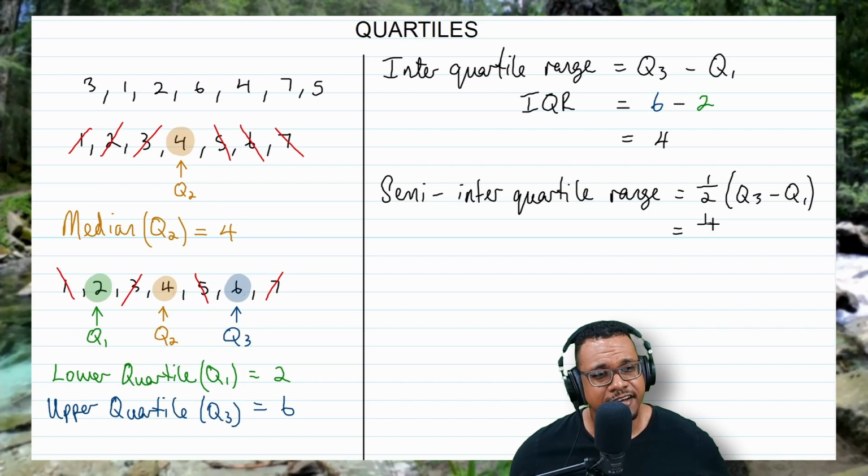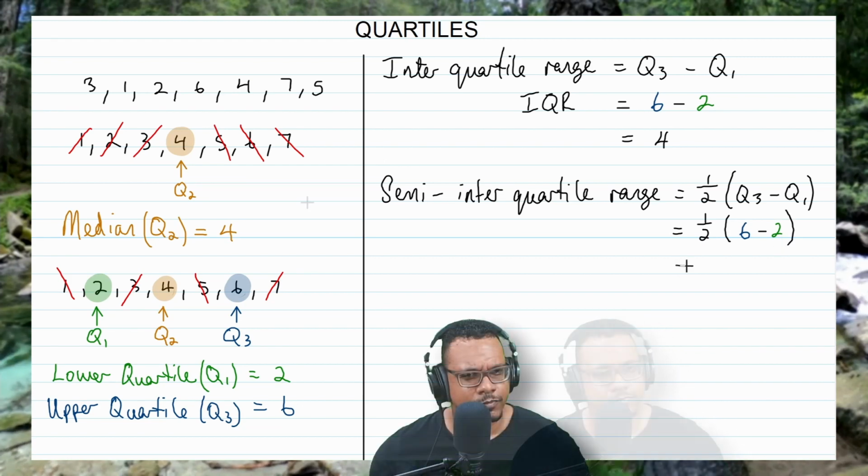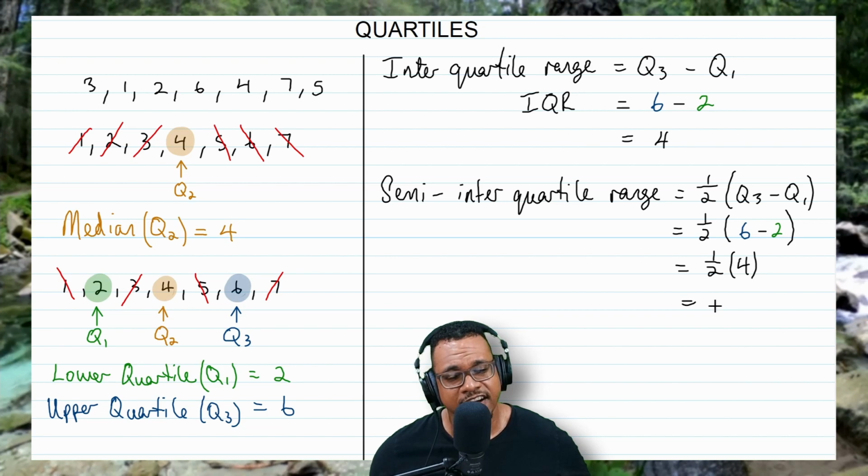So that will be a half of 6 take away 2, which will just be a half of 4. And we all know a half multiplied by 4 is equal to 2.